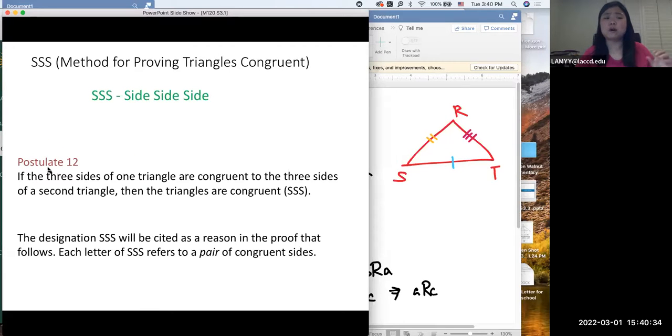And this is also Postulate 12. If the 3 sides of one triangle are congruent to the 3 sides of a second triangle, then the triangles are congruent. So we're going to use the reason of SSS. The first one is really easy.